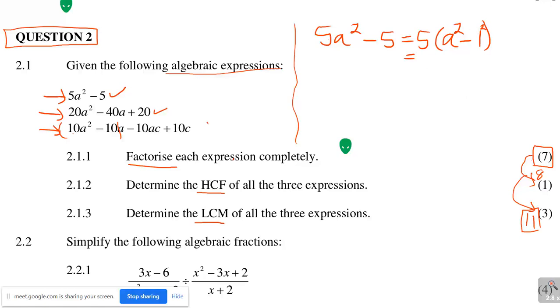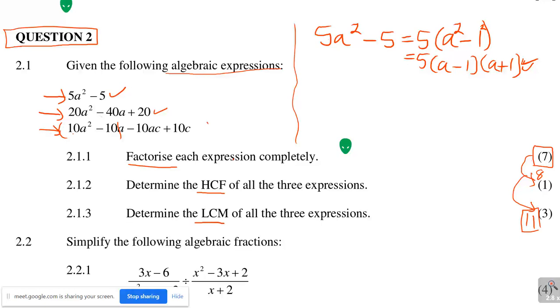1 is the same as 1 squared. So it's 5 times (a minus 1) and (a plus 1). So you see, then you get 2 marks there. Are you getting what's happening there? Then you continue. There is the next one.